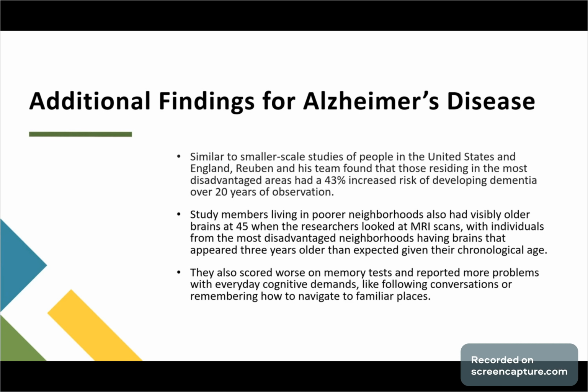Additional findings from Alzheimer's smaller-scale studies showed, like Ruben and his team, that the most disadvantaged areas have a 43% increased risk of developing dementia over 20 years of observation. Study members living in poor neighborhoods, more similar research, shows that geospatially there are variations in not only biomarkers, but MRI scans. Biologically, alpha-synuclein, one of our colleagues presented about the biological portions of that. They also scored worse on memory tests and reported more problems with everyday cognitive function.